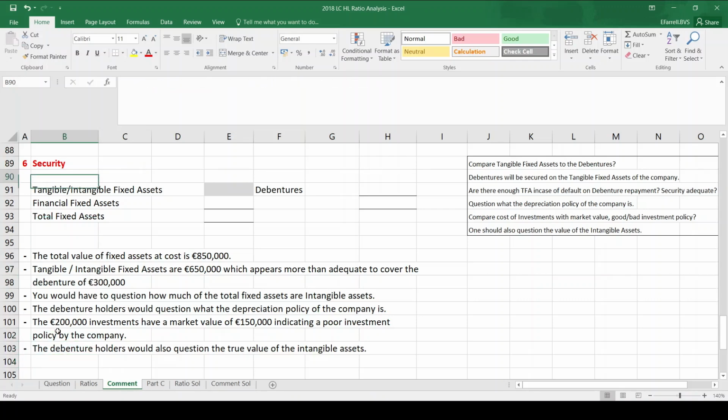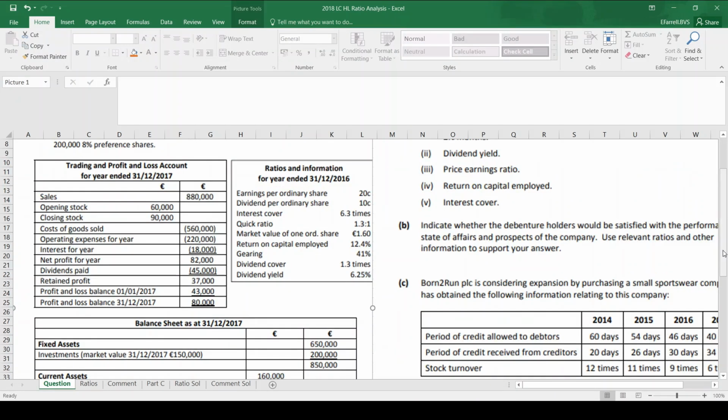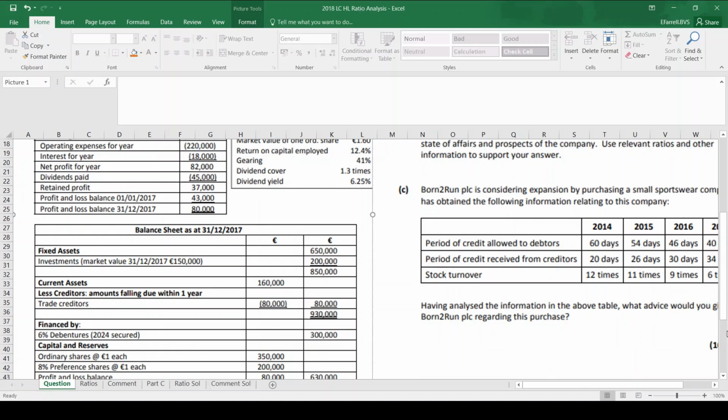So security, what are we trying to do here? Basically in the question, we're looking at it from the point of view of the debenture holders. The debenture holders have given a loan to this company, a loan of 300,000. It's now 2017 in the balance sheet. This has to be paid back in 2024. The loan has to be paid back and the interest has to be paid each year also. So I suppose we want to see, is the company getting ready to do that?